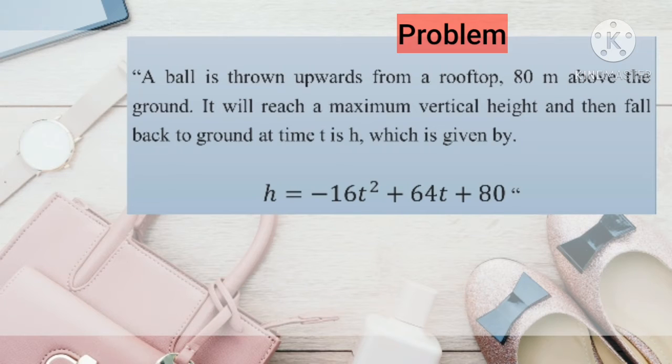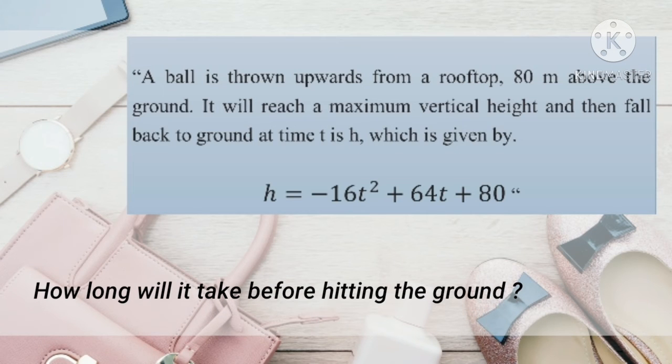The problem: a ball is thrown upwards from a rooftop 80 meters above the ground. It will reach a maximum vertical height and then fall back to the ground. At time t, the height h is given by h equals minus 16t squared plus 64t plus 80. How long will it take before hitting the ground? This is one of the problems of quadratic equations in daily life.